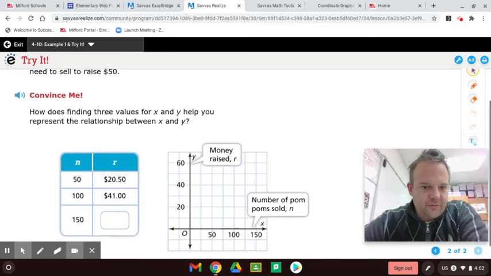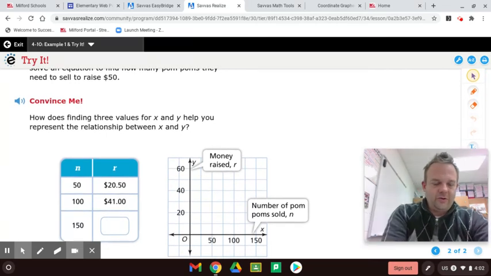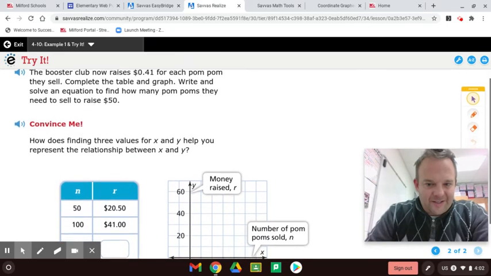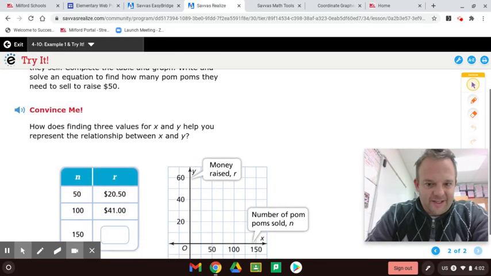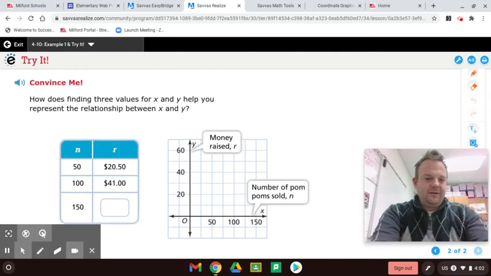Okay, so here we go. What you have here is 41 cents per pom-pom. That's the unit rate. So we're going to do 41 cents times the number of pom-poms sold, N.